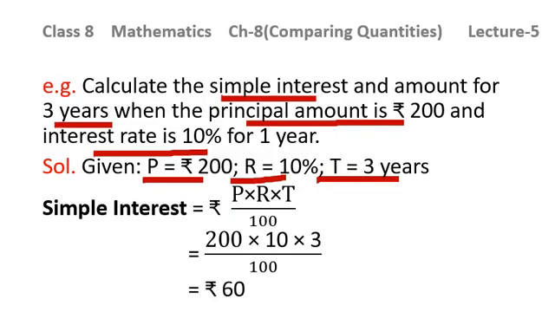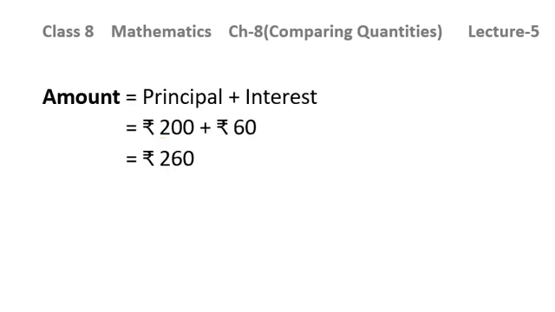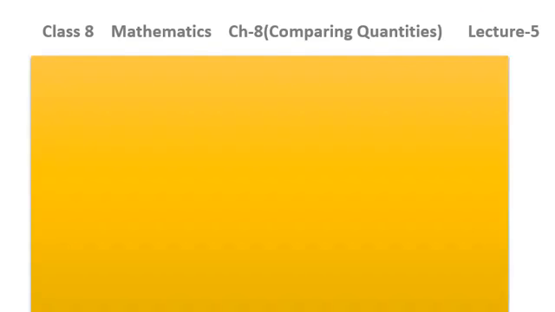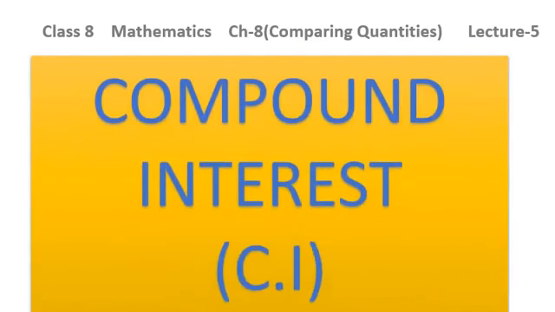And now we need to find the amount also. For the amount, we know that we need to add principal and interest, because that is the total amount paid to the money lender. So it will be principal plus interest, that is rupees 200 plus rupees 60, which will be rupees 260. Coming to the main concept, that is compound interest.